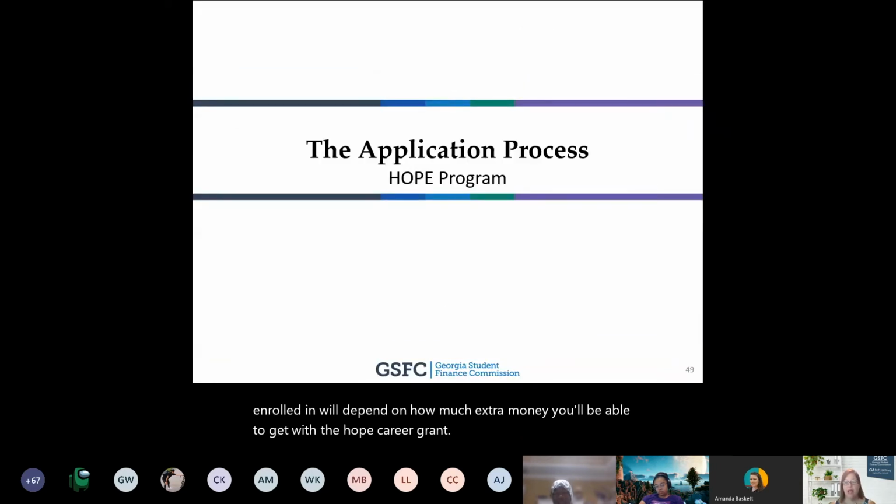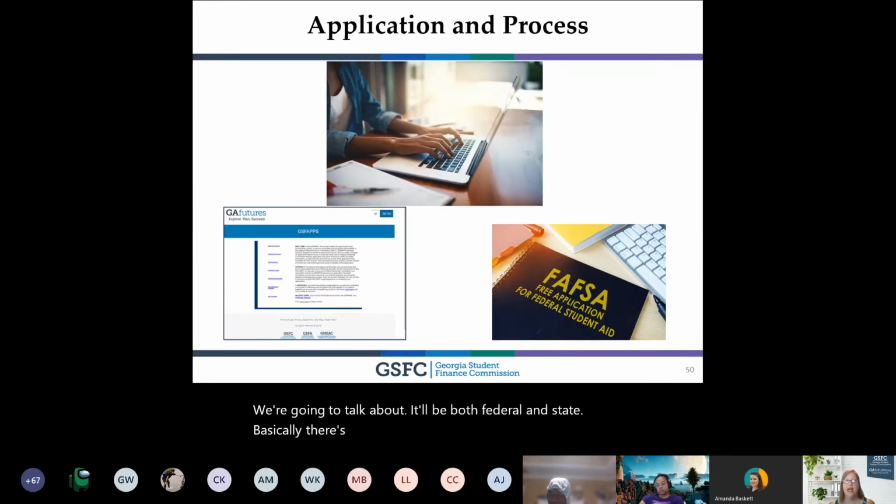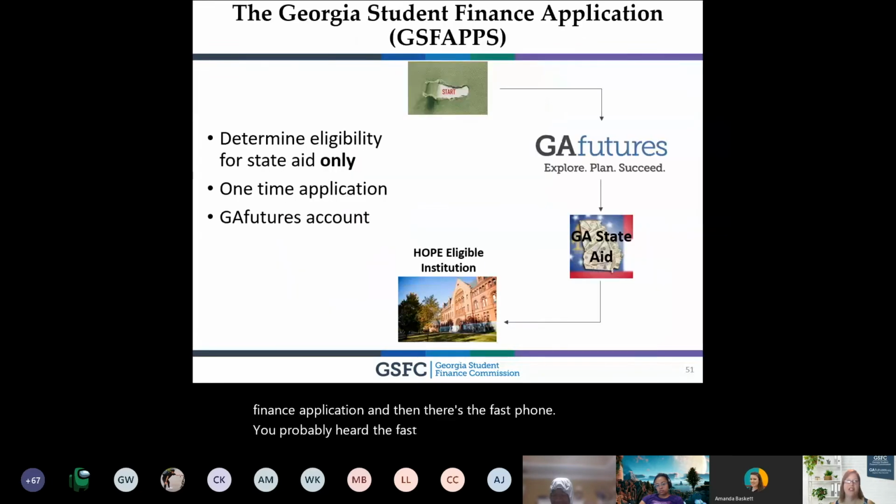So let's talk about the application process. It'll be both federal and state. Basically, there's the GSF Apps, which is for the Georgia Student Finance Application, and then there's the FAFSA. You've probably heard of the FAFSA a lot. GSF Apps may be a little new to you. The GSF Apps is on GA Futures. You have to have an account. It will only screen you for state aid. It's a one-time application, so you don't have to renew it again. You fill it out once. I promise it's about 10 minutes, and you're done.